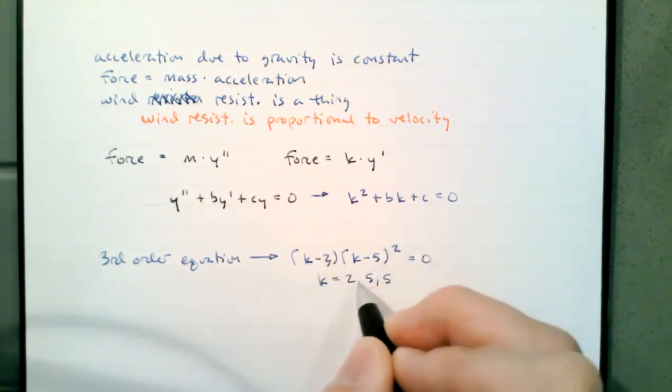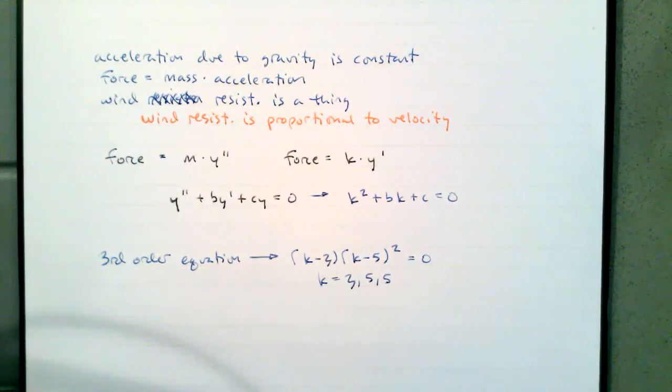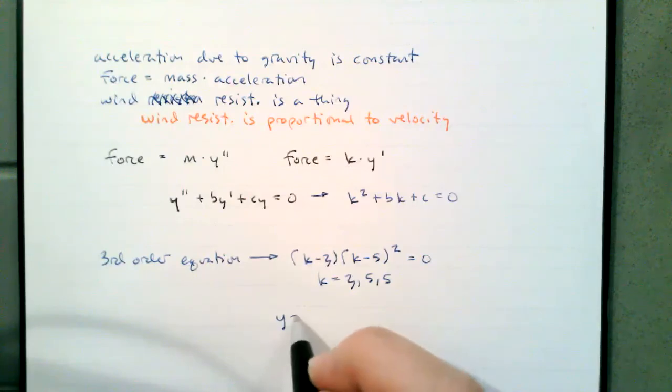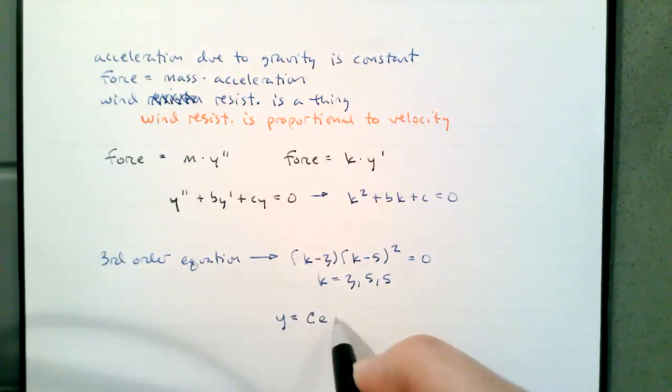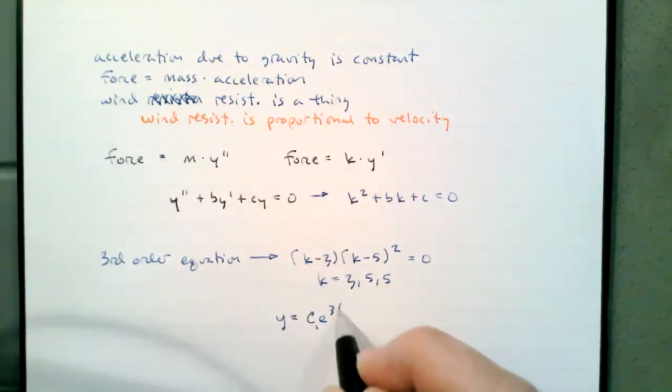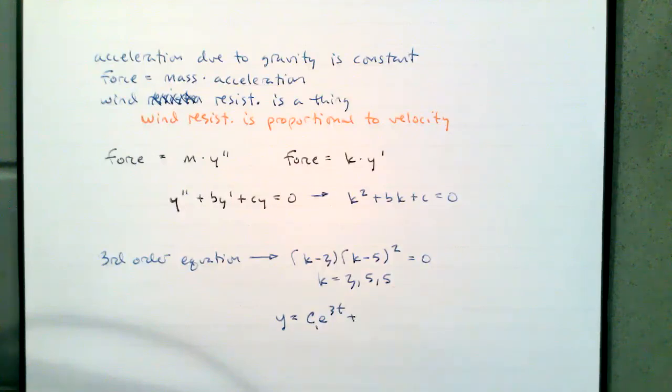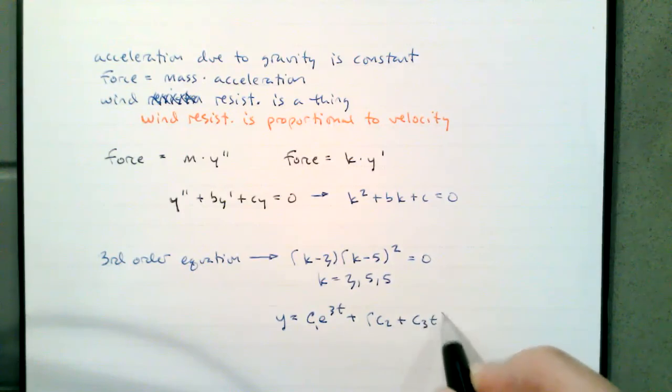I should make this a 3 so that we're not messing around with the 2's. Do a little prime number shift. To build the general solution, I need a C1 e to the 3t. Then I need to do two 5s. So I'll have a C2 plus C3t e to the 5t.